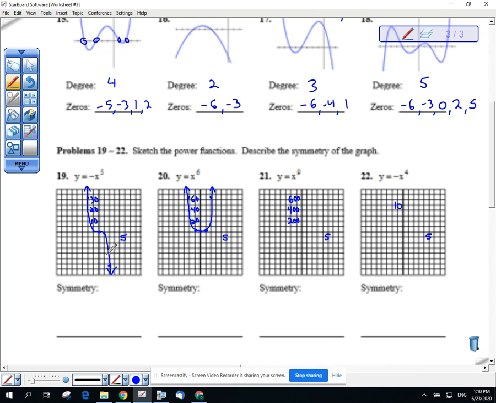As in, is there a point that I could rotate about in which you'd get the same graph back if you rotated it 180 degrees or less? Hint, it'll be exactly 180 degrees. Or is there a line that you can put in place where if you reflect over that line, you'll get the same graph back? Okay, go ahead and answer that for all 4 graphs. Just finish these 2 and then answer that for all 4 graphs.